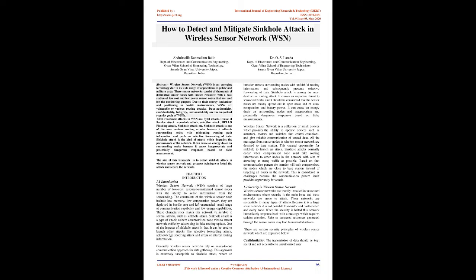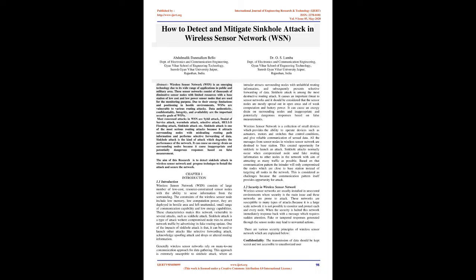Due to their energy limitations and positioning in hostile environments, WSNs are vulnerable to various routing attacks. Data authenticity, confidentiality, integrity, and availability are the important security goals of WSNs. Most renowned attacks in WSN are Sybil attack, denial of service attack, wormhole attack, selective attack, hello flooding attack, sinkhole attack, etc. Sinkhole attack is one of the most serious routing attacks because it attracts surrounding nodes with misleading routing path information and performs selective forwarding of data.